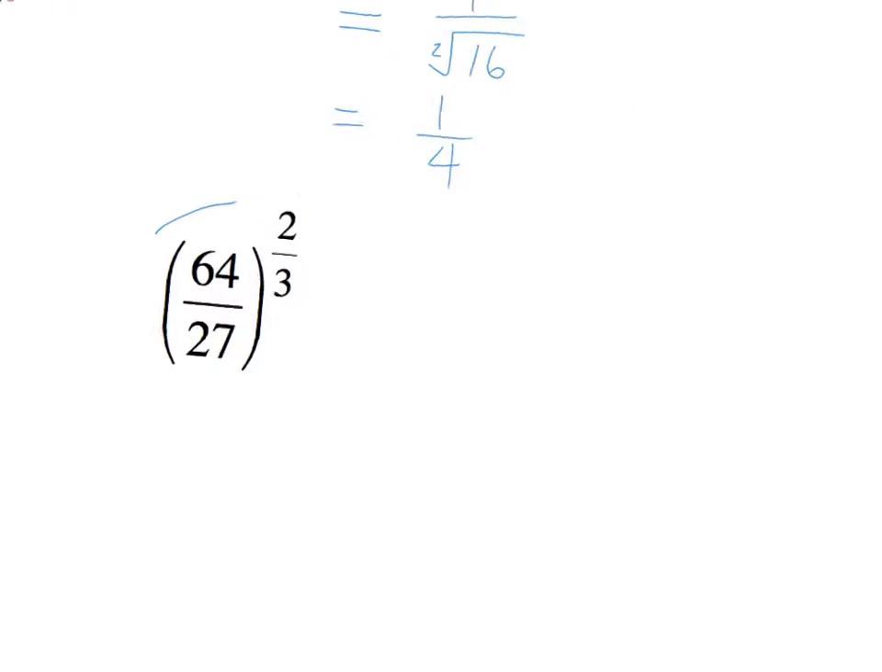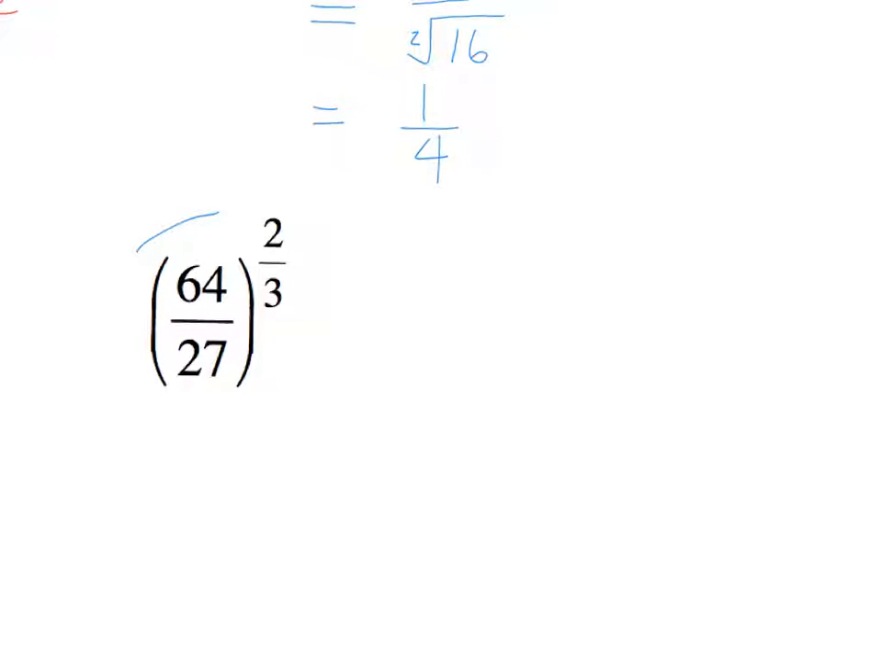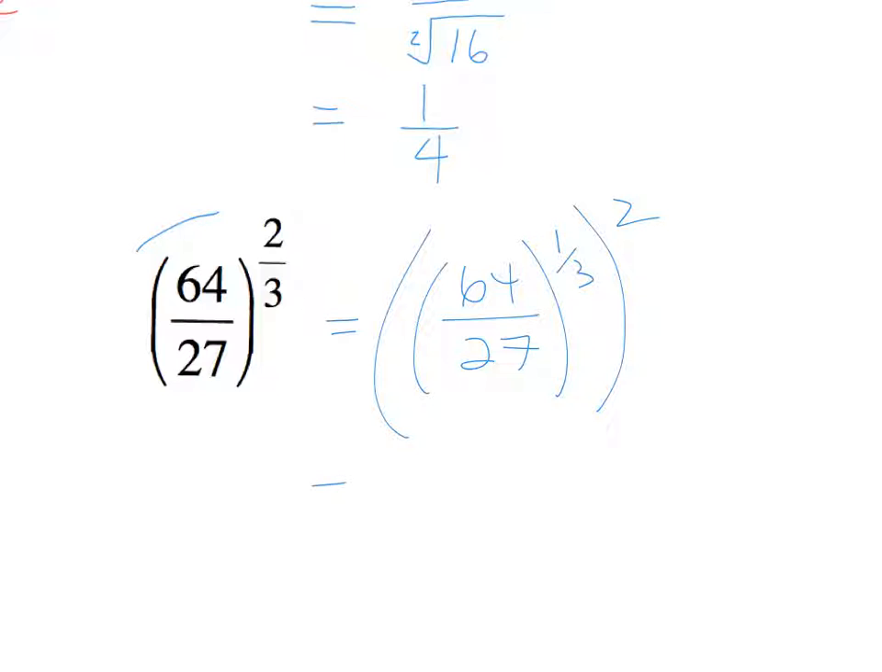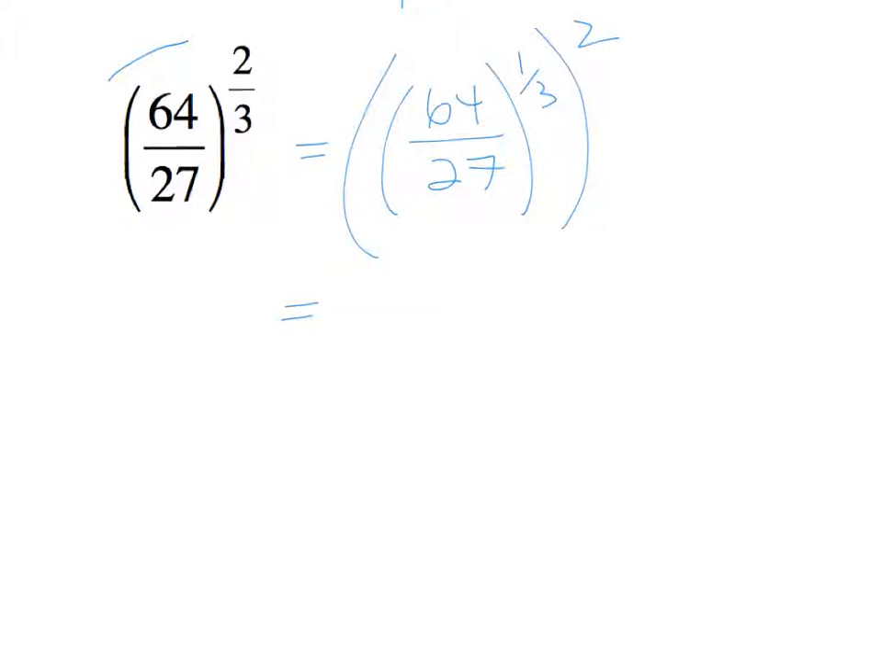And my last example that I have here, I'm going to rewrite this using our power rule. All right, so with that power rule, I'm going to rewrite this as 64 over 27 to the exponent 1/3, and then all of that squared. So the first thing I'm going to do then is I need to find or determine what is the cube root of 64 and 27.